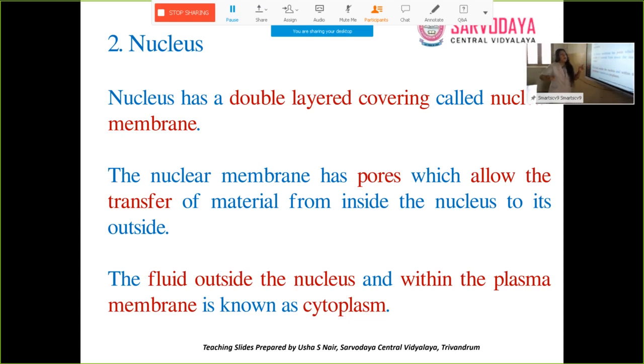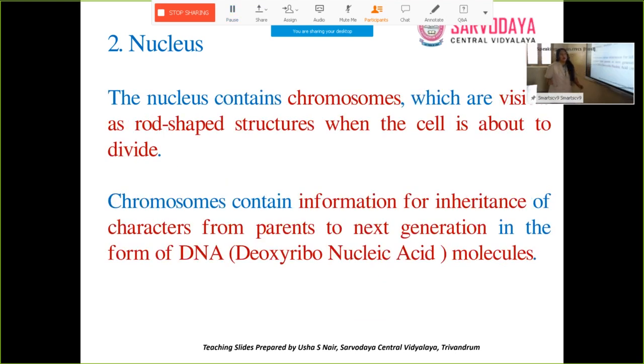Then around the nucleus we have a double layered membrane. It is called the nuclear membrane. And how does it help? The nuclear membrane has pores which allow the transfer of materials from inside the nucleus to its outside.